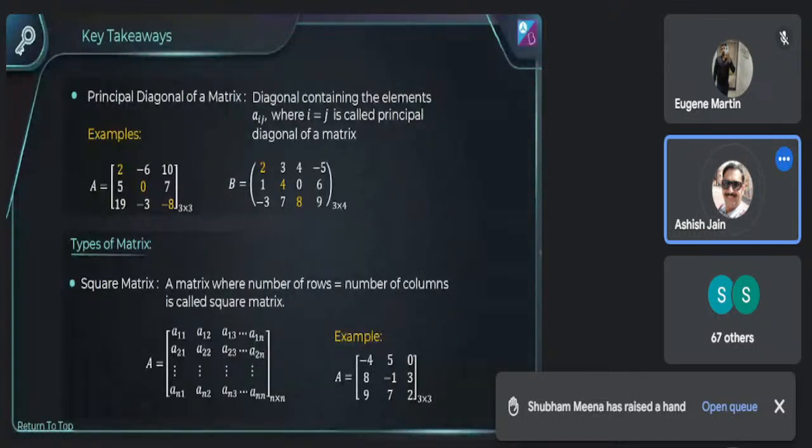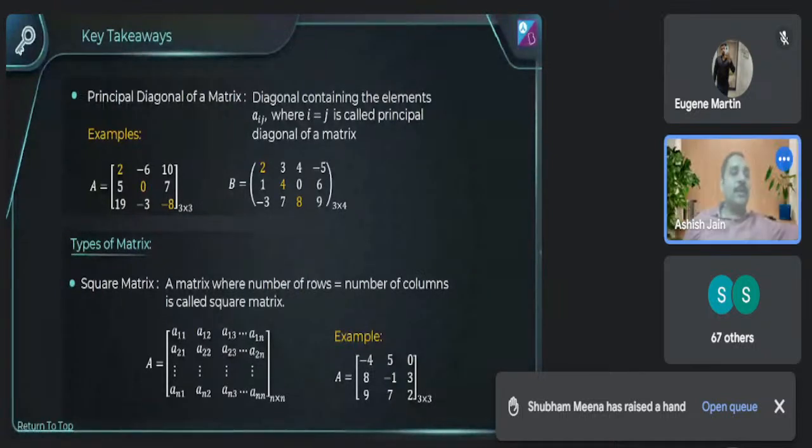The elements 10, 0 and 19 are not diagonal elements, because here the values of position i, j are different. This 10 is at position first row third column, 1,3, and 19 is at position third row first column, 3,1. 1,3 is not equal to 3,1, right? Here i and j are different, so we don't take these values as diagonal values.